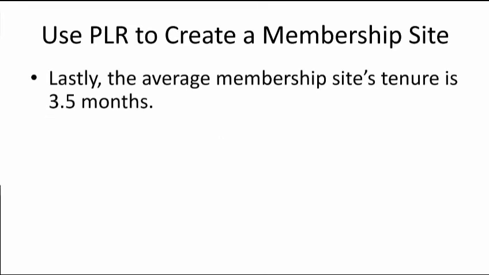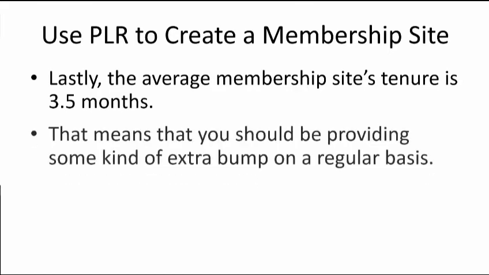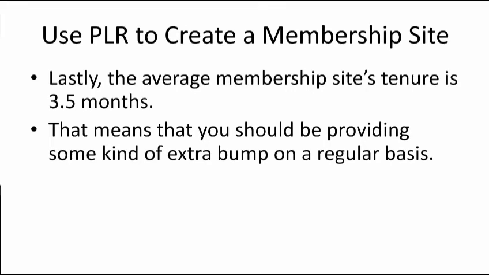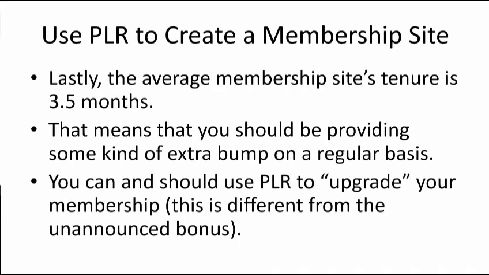Now, as we close out this video, one of the things you want to keep in mind is that the average membership site's tenure is going to be 3.5 months. That means that after 3.5 months, people generally start to feel as if they've gotten everything they're going to get out of a membership. That means that you should be providing some kind of extra bump to them on a regular basis. And you can and should use PLR to upgrade your membership. Now, this is different from the unannounced bonus.